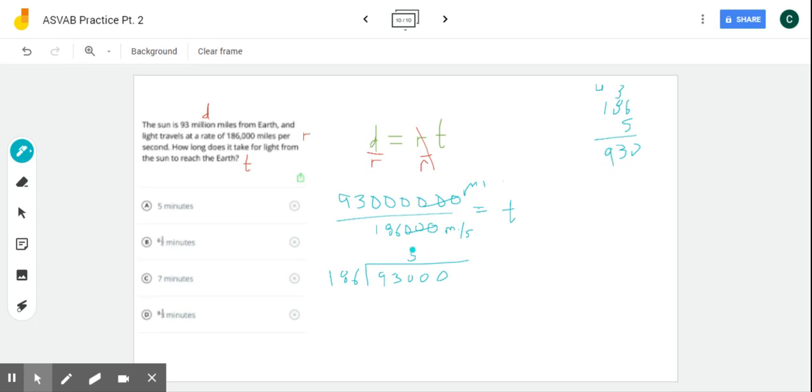So we actually got really lucky. 93,000 divided by 186 goes in evenly, equal to 500. So it's 500 seconds. To convert seconds to minutes, we just divide by 60. So 500 seconds divided by 60 seconds per minute. Zeros cancel out here. We have 50 divided by 60. 6 times 8 is 48, so it's going to be 8 and some left over.